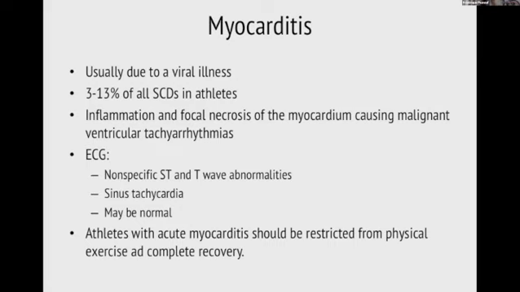A raised troponin is useful in confirming the diagnosis in an athlete with a febrile illness with chest pain and non-specific EKG abnormalities. Non-invasive cardiac MRI is useful in making the diagnosis and monitoring disease progression. The extent of inflammation can be identified with late gadolinium enhancement and can help predict subsequent risk of sudden death. And athletes with acute myocarditis should be temporarily restricted from physical exercise until they have complete recovery.